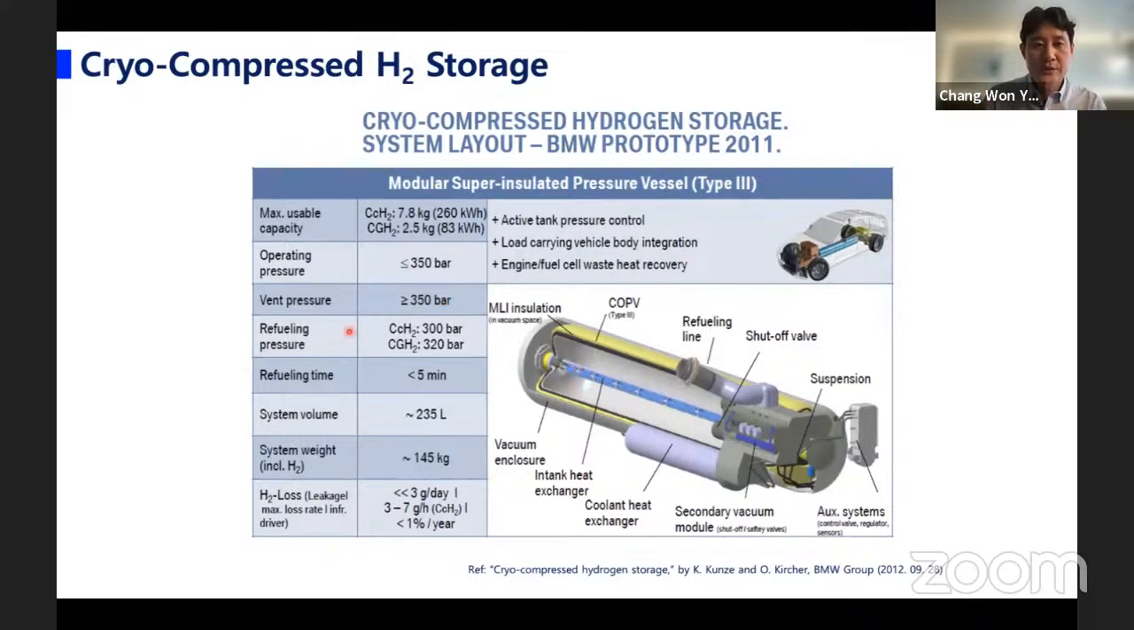high pressure. You see the operating pressure is about 350 bar, and also you cool down this tank for storing more hydrogen. So CC means cryo-compressed hydrogen. You see here 7.8 kilograms of hydrogen can be stored inside this tank.